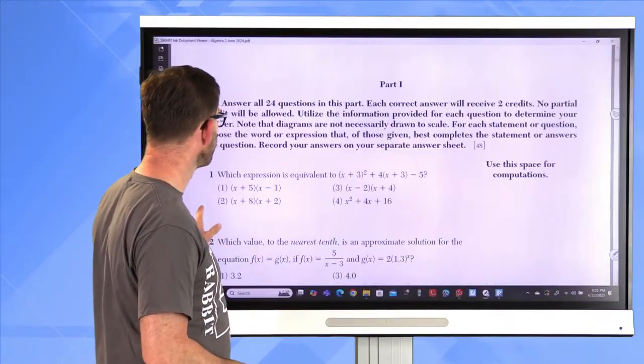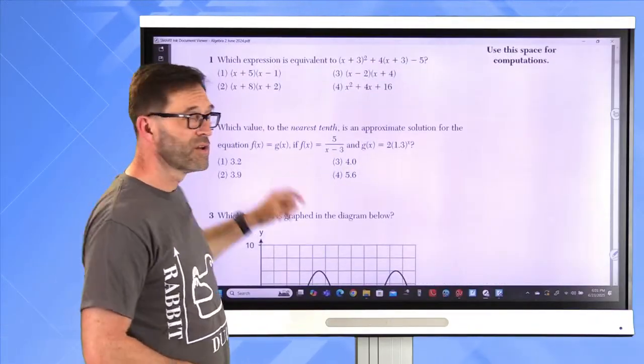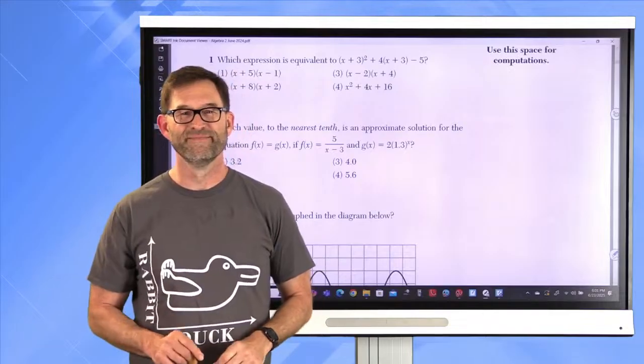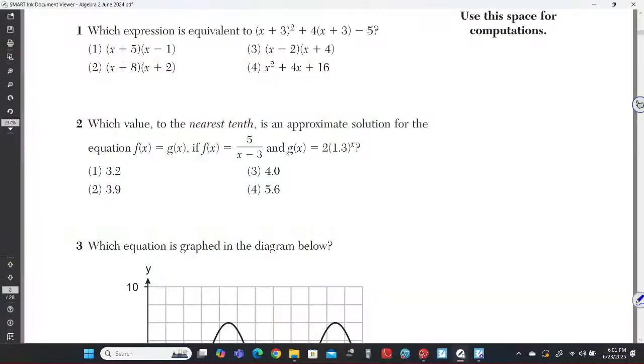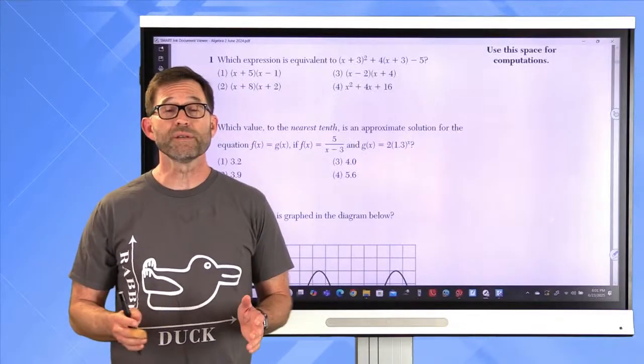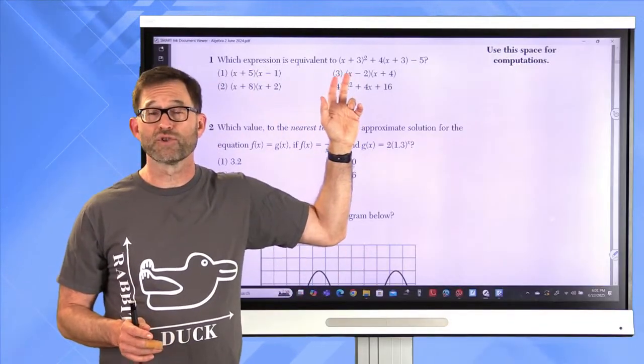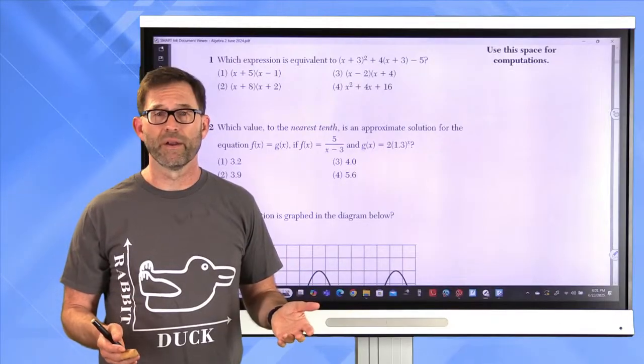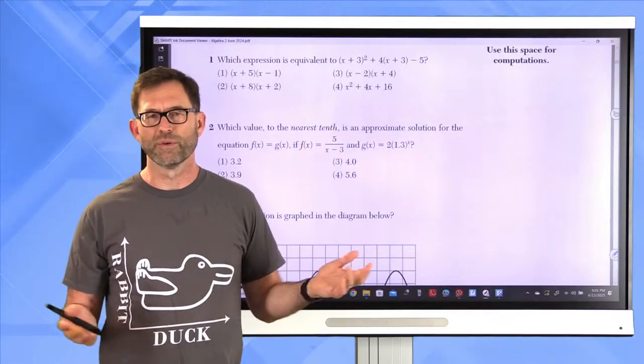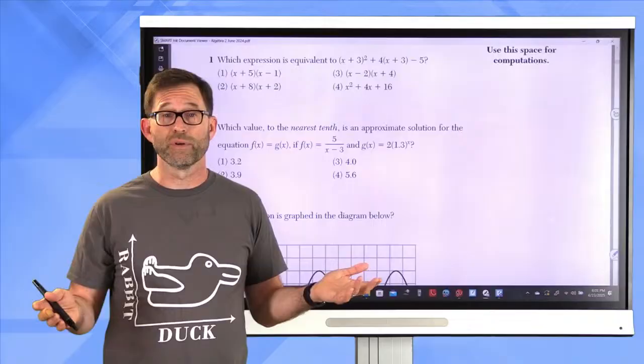All right, multiple choice. Let's take a look at problem number 1. Which expression is equivalent to (x + 3)² + 4(x + 3) − 5? So this is clearly a factoring problem, and I can tell that because 3 of my choices are basically the product of 2 binomials. And then I have choice 4, which is kind of weird, but I guess it could be choice 4.